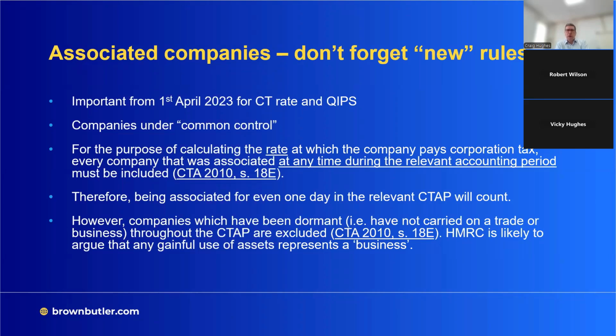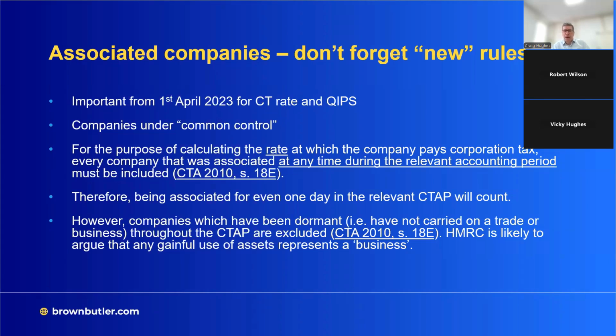When we're thinking about the rate at which a company pays corporation tax, we've now got the situation that we had a number of years ago, where we have this marginal band between £50,000 and £250,000 of taxable profits. But that, of course, is prorated depending upon the number of associated companies at any time during the accounting period. So even if two companies are associated just for one day within that period, it will be reflected in the period as a whole.